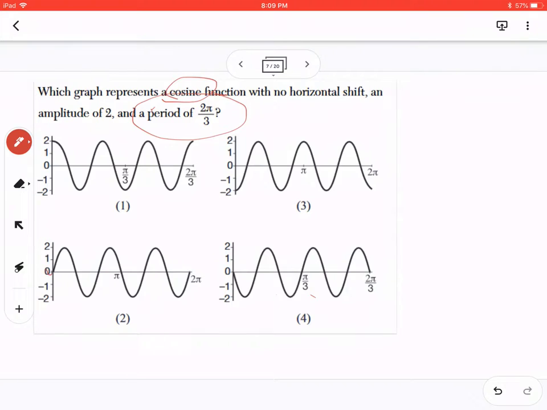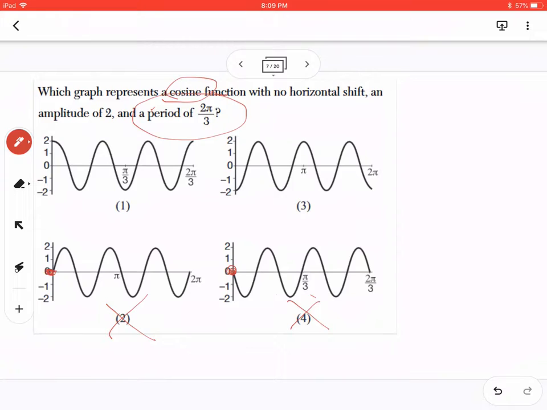Right here we have a graph that starts at the origin, and here in choice 4 we also have one that starts at the origin. That would not be a cosine graph. Cosine graphs are going to start at the extreme values, the max or the min. So we're down to choice 1 or 3.